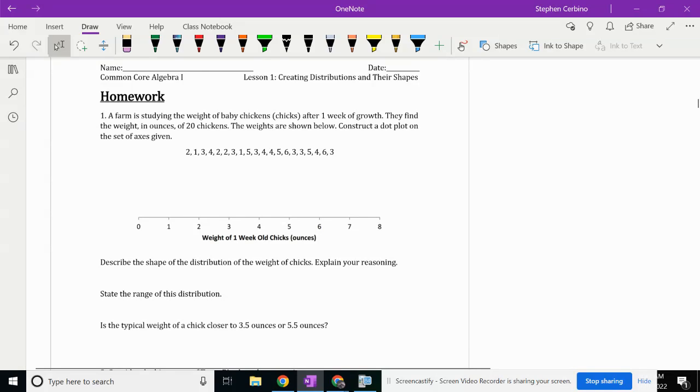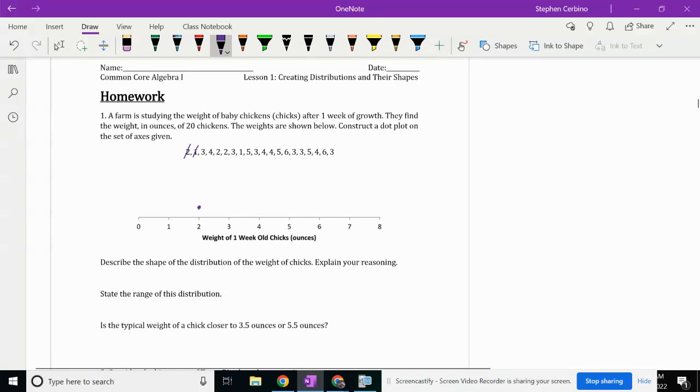All right, so I'm hoping that you paused the video and you've already tried these yourself. So I'm going to go through these a little bit quicker than I did the notes. For the first question, we're talking about a farm and chickens, and it gives us a list of all the chickens' weights. And we want to put their weights in this dot plot. So I'm going to go ahead and make our dot plot.